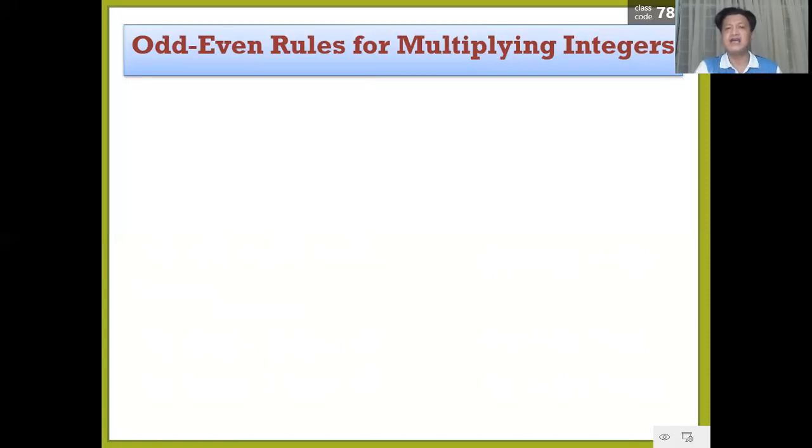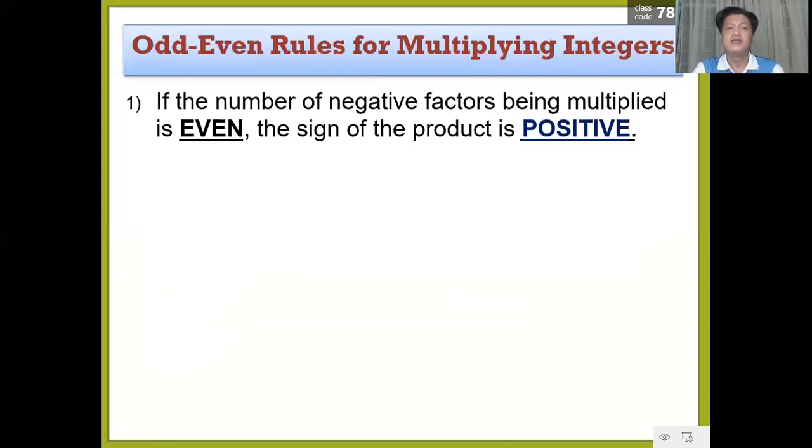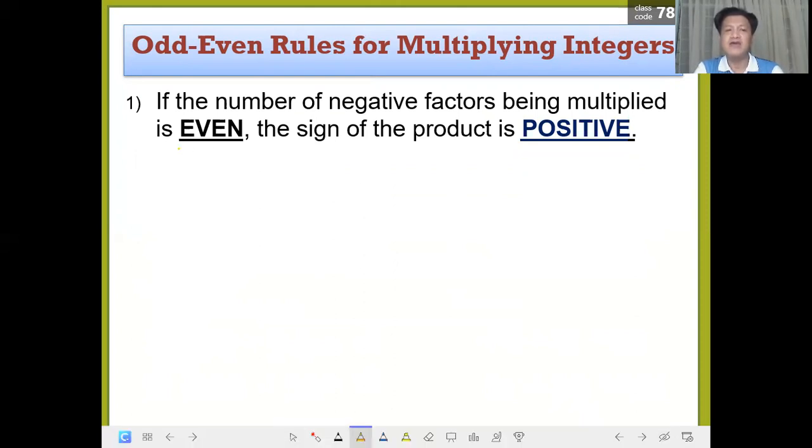So ito ginagamit lang siya sa multiplication. Okay, so if the number of negative factors being multiplied is even, take note of the word, no? Ano ibig sabihin ng even? Okay, pag sinabi even, ito po yung number na divisible by 2. Okay, let's have 2, 4, 6, 8, 10, and so on and so forth. Meaning to say, kapag binilang natin yung negative factors or ito yung bilang ng negative doon sa given natin. Kapag ang bilang ng negative factors ay even, ang laging product sign nila is positive. Okay, so let's have example.